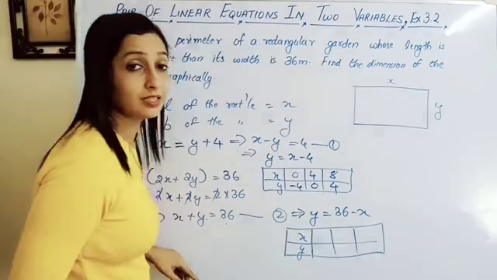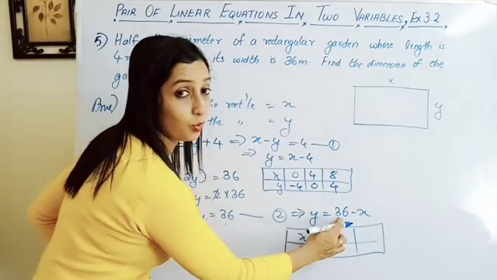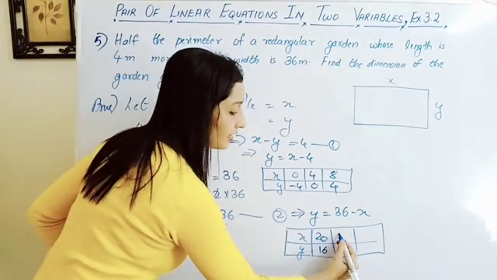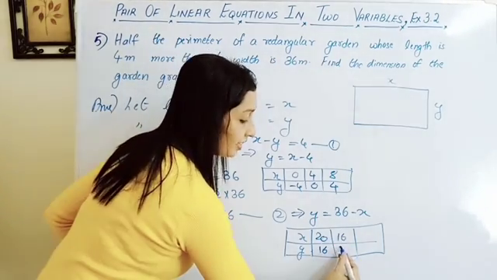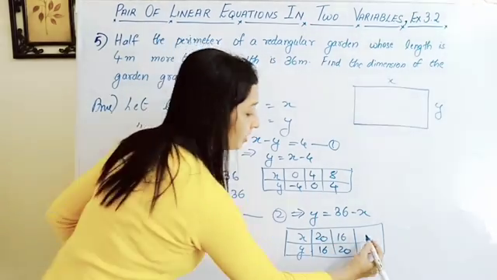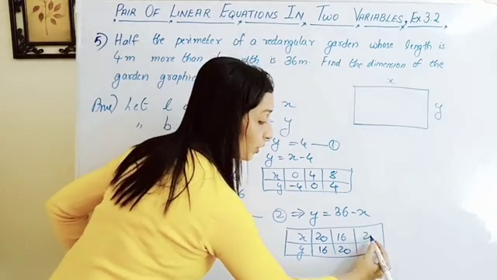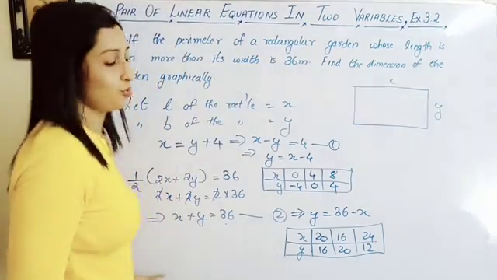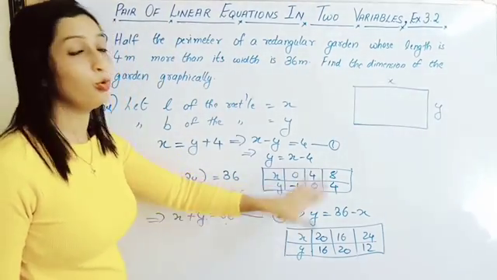Let me take x as 20. Then what do I get y as? I get y as 16. Next I take x as 16. Then I get y as 20. Now next I take x as 24. Then I get y as 12. So now I have got the solution set for both equations.